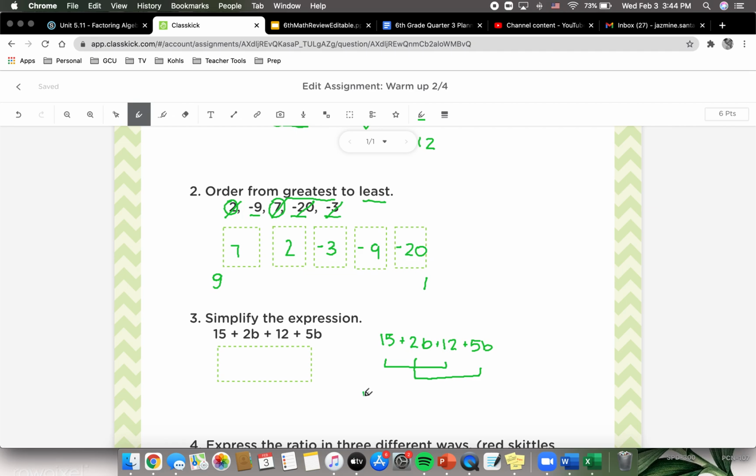So now if we rewrite these out, we have 15, and it was a +12, so +12. And then we have +2b plus a +5b. And now we just have to add these together. 15 plus 12 gives us the answer of 27. And then 2b plus 5b gives us the answer of 7b. And since they're both positive, our final answer would be 27 plus 7b, or you can write it 7b plus 27. Either way works.